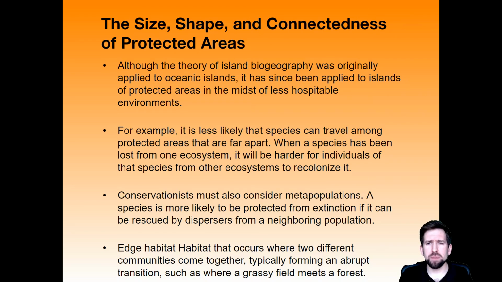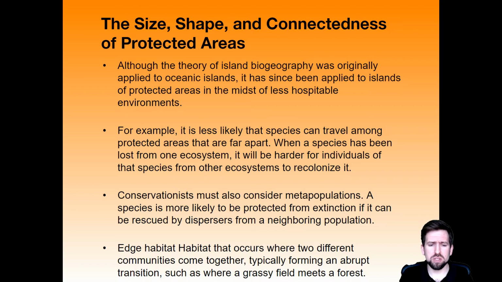So the size, shape, and connectedness of protected areas is a large factor in how we put aside this land. Although the theory of island biogeography was originally applied to oceanic islands, it has since been applied to islands to protect areas in the midst of less hospitable environments. For example, it is less likely that species can travel among protected areas that are far apart. When a species has been lost from one ecosystem, it will be harder for individuals of that species from other ecosystems to recolonize. Conservationists must also consider meta-populations.